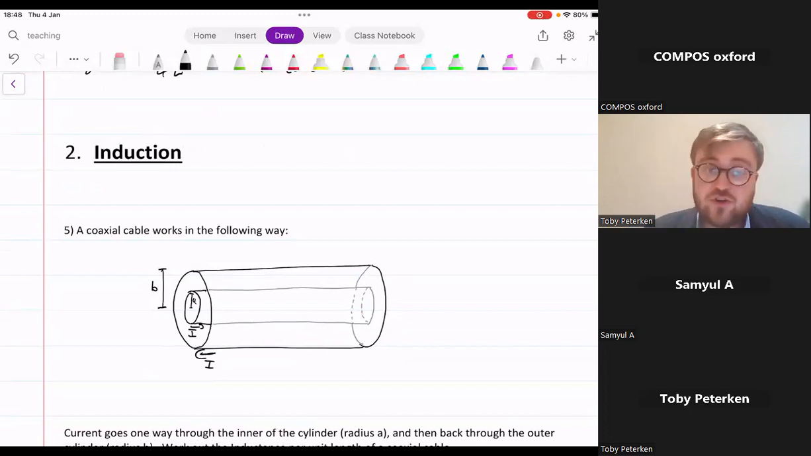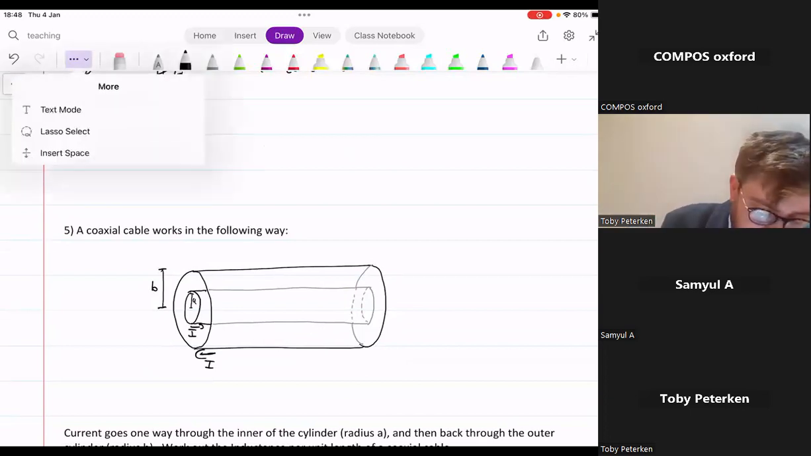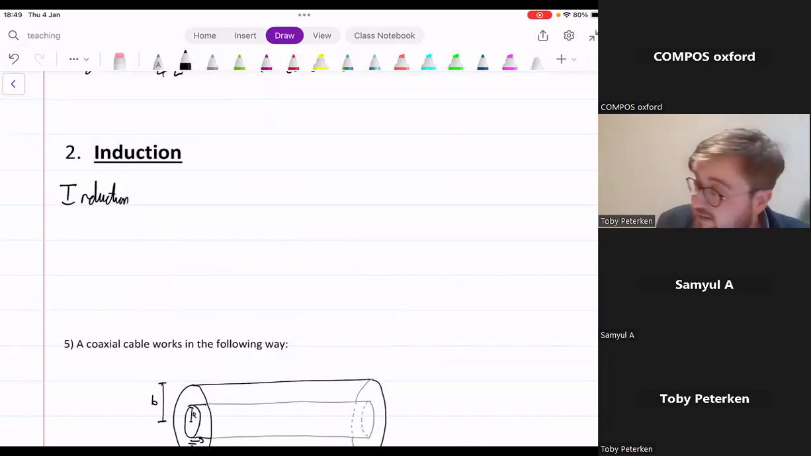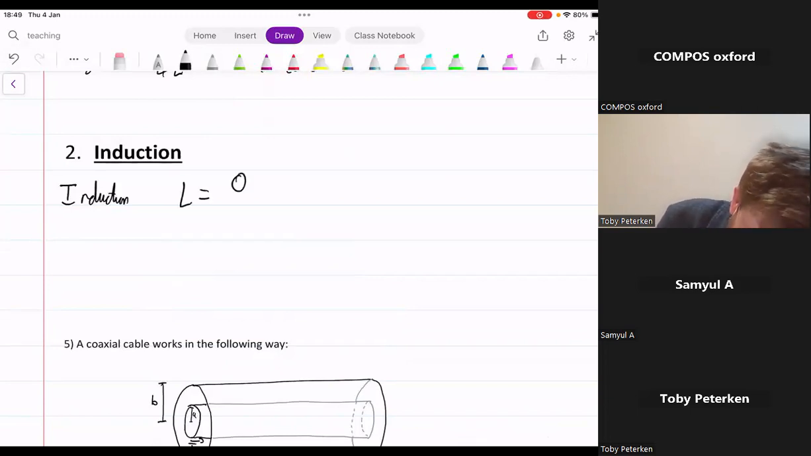Okay, so now we want to look at what's called inductance. Inductance is defined as L, which is the ratio of the flux divided by the current.